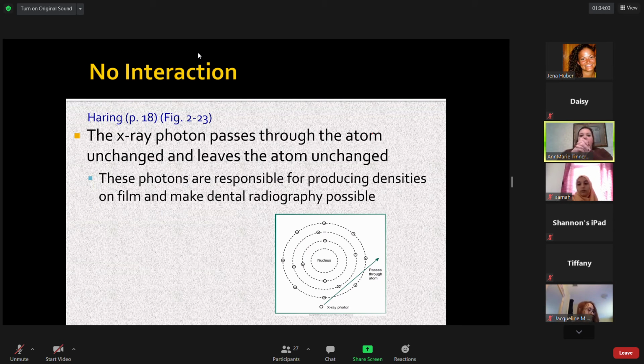All right, so an X-ray photon passes through the atom unchanged and leaves the atom unchanged, so there was no interaction at that point. The photons are responsible for producing densities on the film, and it makes dental radiography possible. We're going to talk more about density, contrast, all of that.